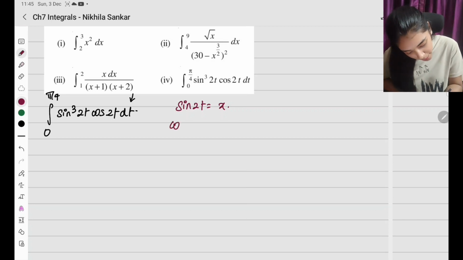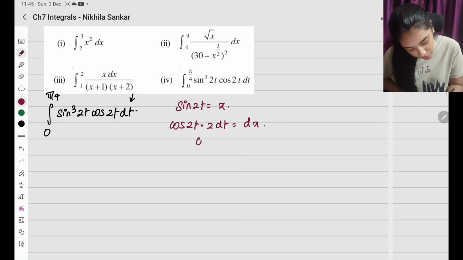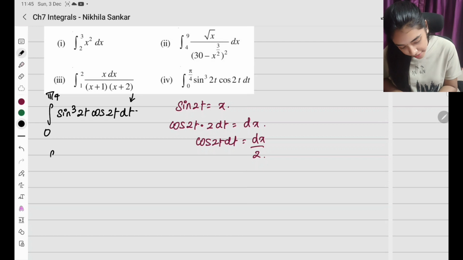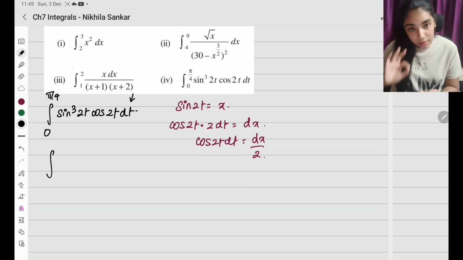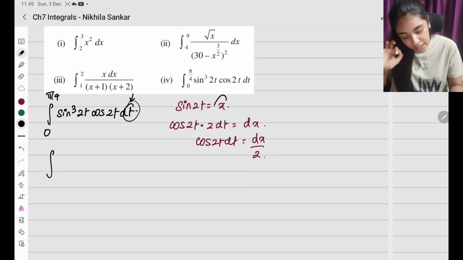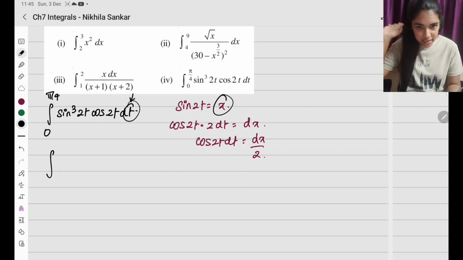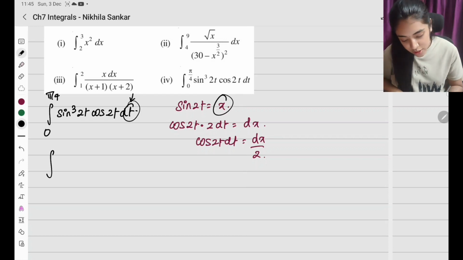So, I have cos 2t times 2 times dt equals dx. So in that, only cos 2t is there. So, I have cos 2t times dt equals dx divided by 2. So, when I substitute, what do I have? Integral of, I'm not writing the limits now because I've changed my variable of integration from t to x. So, I will write the limits at the end, not now. Upper limit and lower limit I'm not writing now.